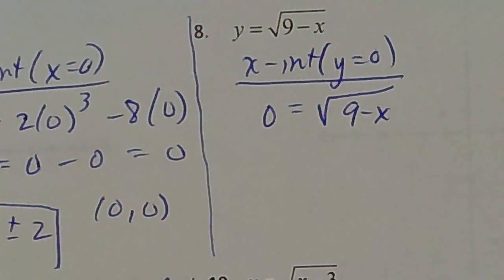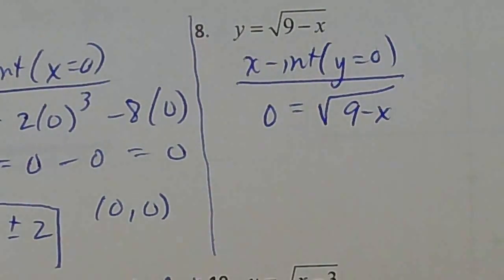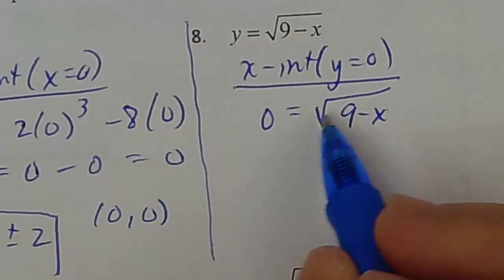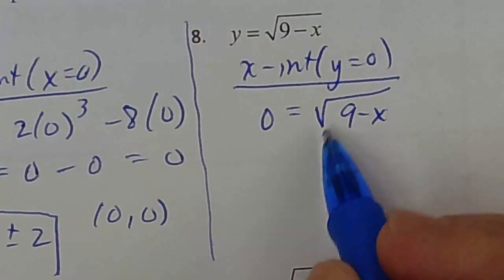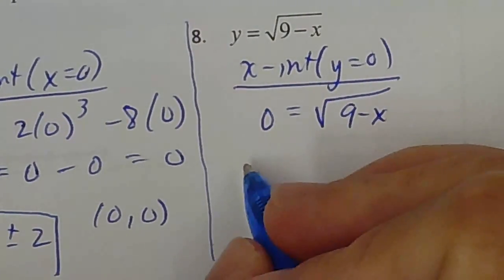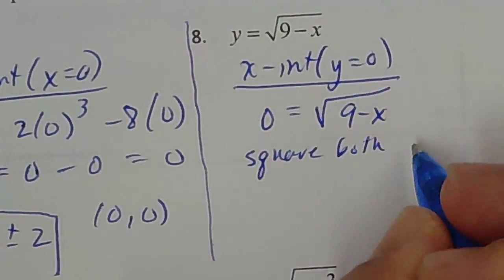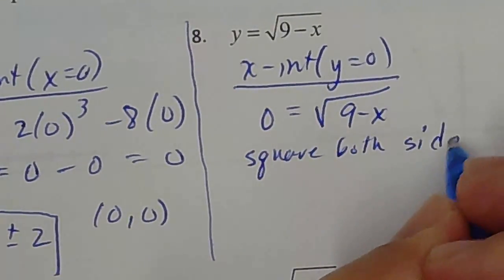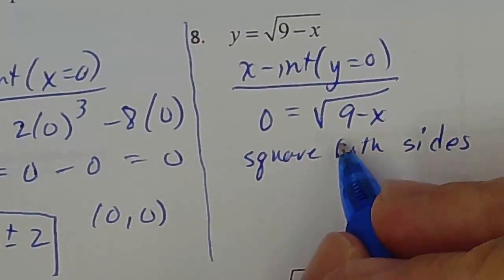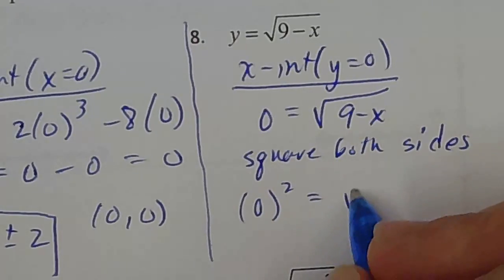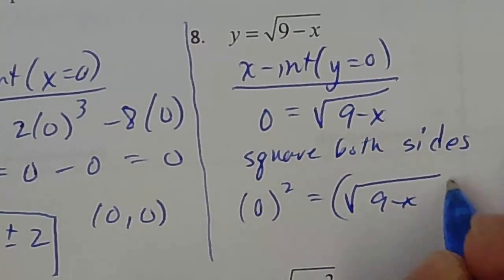Okay, now when it's a radical like this, we just have a different technique. We want to get this out of the radical. I can't add the x or subtract the 9 or do anything yet until it comes out of the radical. So what we want to do is square both sides. So basically we need to take 0 and square that, and take the square root of 9 minus x and square that.